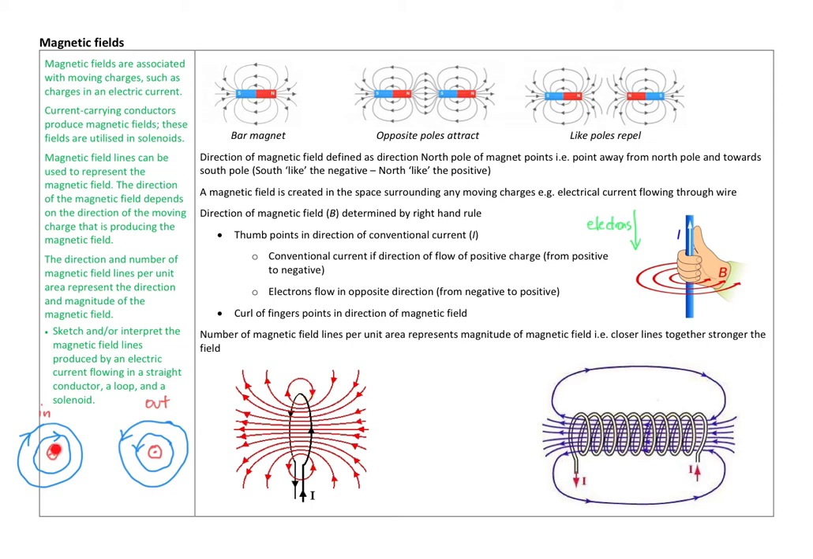It's going to be like this here, into the page. If our thumb's pointing into the page, our fingers are pointing anti-clockwise, like this example here. And then we get the reverse of that at the bottom. So then if we go on to a solenoid, it's really the same as a loop.